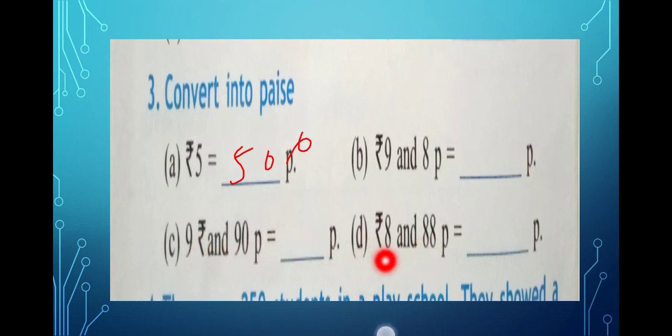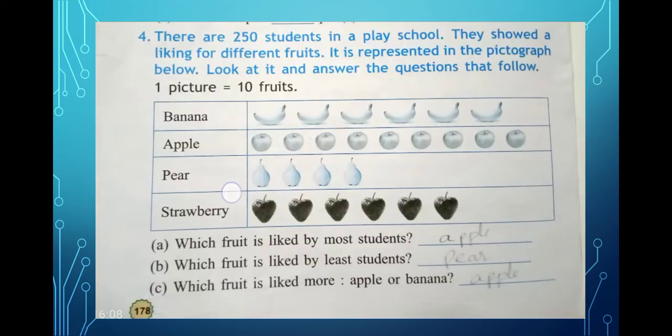Number D is rupees 8 and 88 paisa. How much will it become here? 888 paisa. What you are going to write here? 888. Okay, children? Now question number 3 is also over. Now we are going to do number 4. Number 4 we have already done before. I hope you have written it.